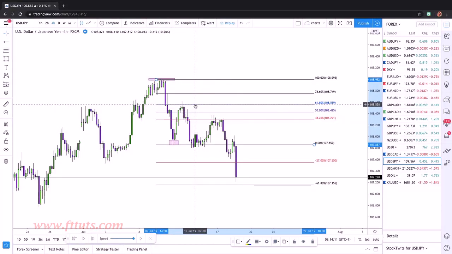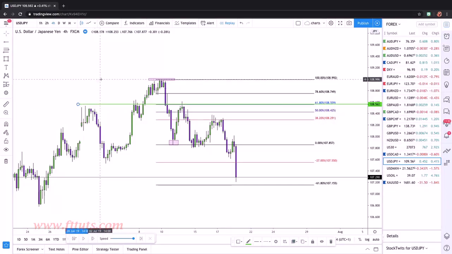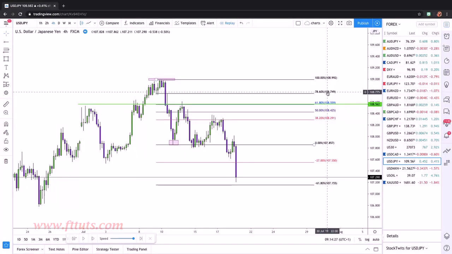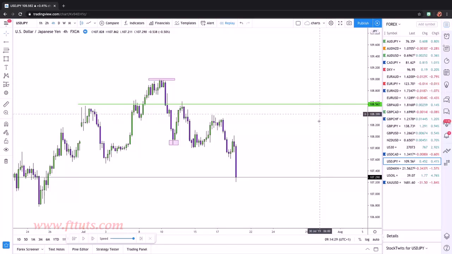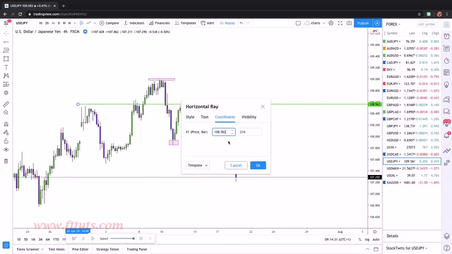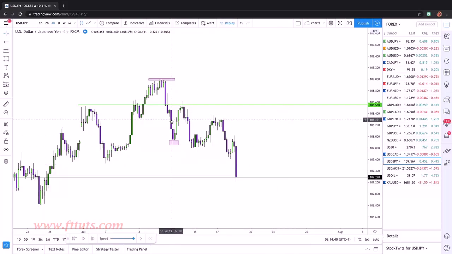It actually respected the 61.8. The 61.8 is at 108.559. Okay. So what we want to do is just highlight this zone. We can just take this away for now, and we want to round it. So 562. Let's round this to 550 and see where we're at. Yep, that works. Okay, so then we have this zone.